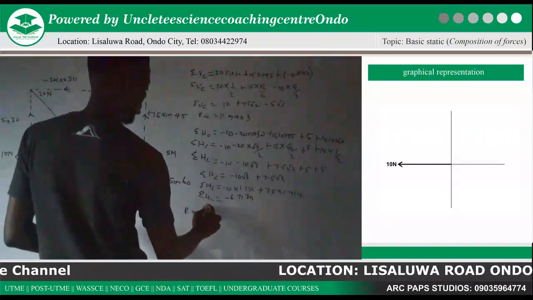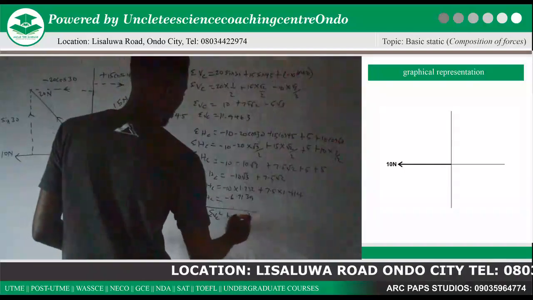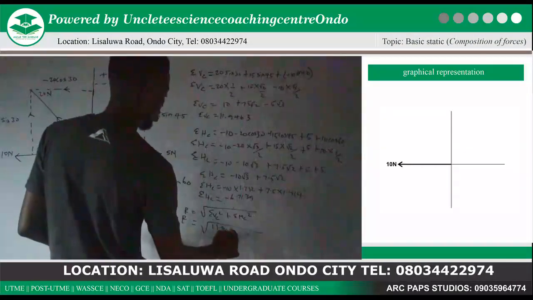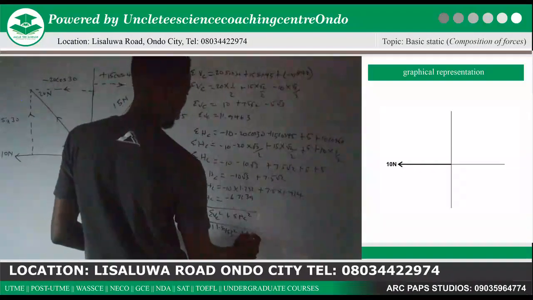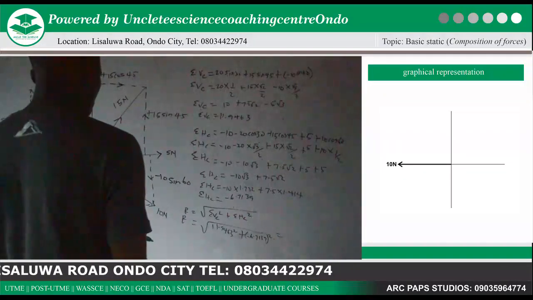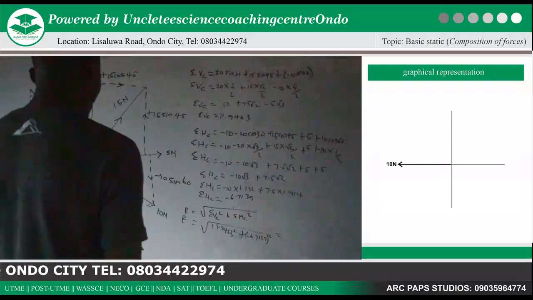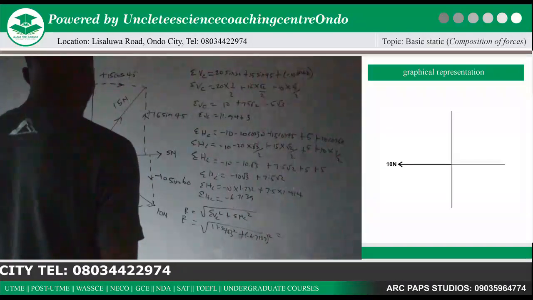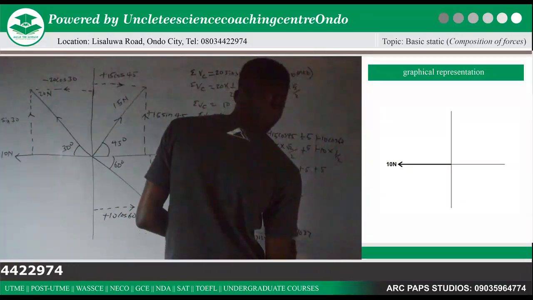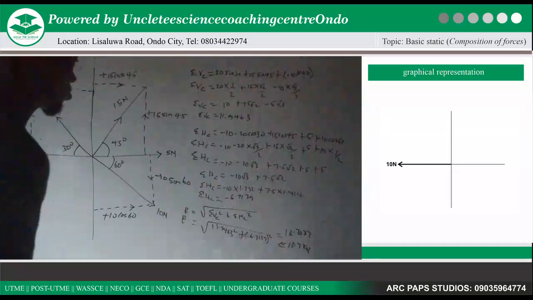So our resultant is given by the square root of the summation of vertical components squared plus the summation of horizontal components squared. This is the square root of 11.9463 raised to the power of 2, plus minus 6.7139 raised to the power of 2. It means our resultant is 13.7037, which is approximately 13.7 kilonewton.